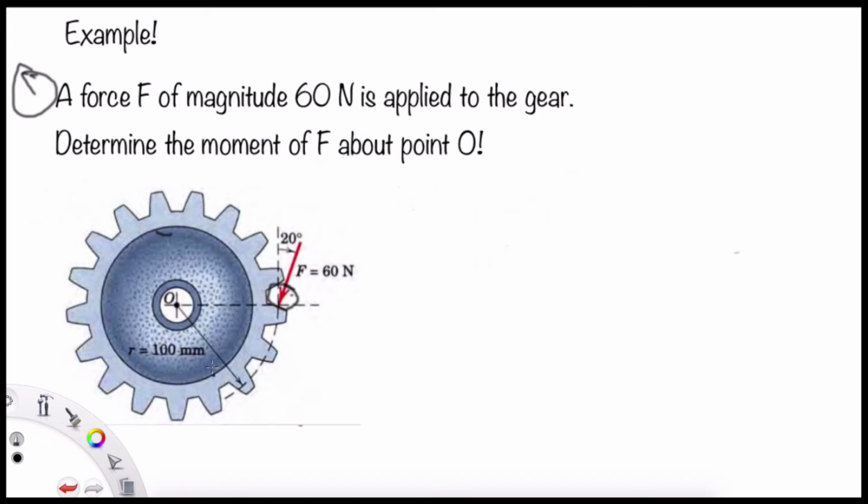R is 100 millimeters. It means that the distance from the point O to the F is 100 millimeters, but I want to convert this one to the SI unit, so 100 millimeters will be 0.1 meters. And then I will solve this one by using this equation: M equals R cross F.